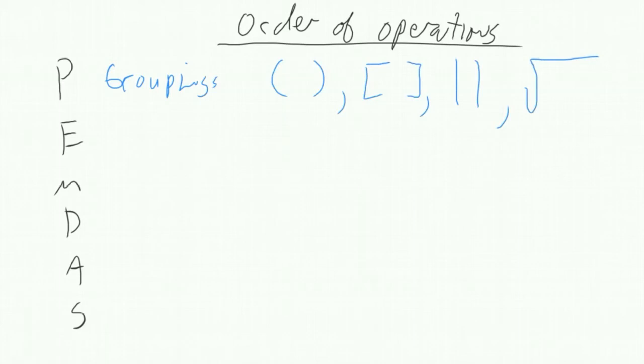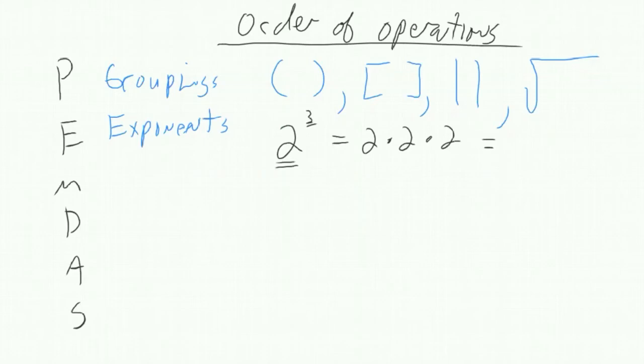Then we have our E for exponents. Right, which means, like if I have something like this, 2 to the third power just means 2 times 2 times 2. I take the base of 2 and I multiply it by itself by how many times the power is. So 2 times 2 times 2 is 8.